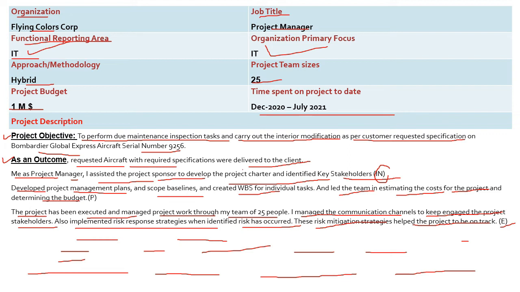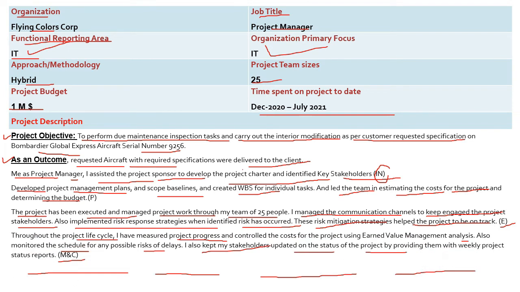I manage the communication channels to keep the project stakeholders engaged. I also implemented risk response strategies when an identified risk occurred. This risk mitigation strategy helped the project to stay on track. So these are the activities we do as part of execution. If you have done any such activities as part of execution, you are going to write them here.